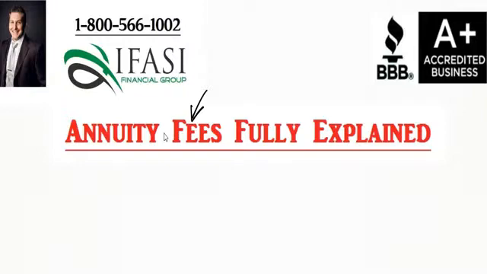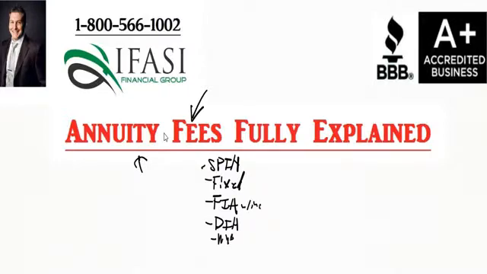So to get started, what are annuity fees? Simply put, it's basically fees within an annuity contract. You have a single premium immediate annuity, you have fixed annuities, you have fixed indexed annuities, you have deferred income annuities, you have hybrid annuities, which are a fixed index annuity with an income rider, you have variable annuities. There's a whole slew of different types of annuity contracts. And on top of that, you have multiple carriers that offer multiple contracts per individual annuity situation.